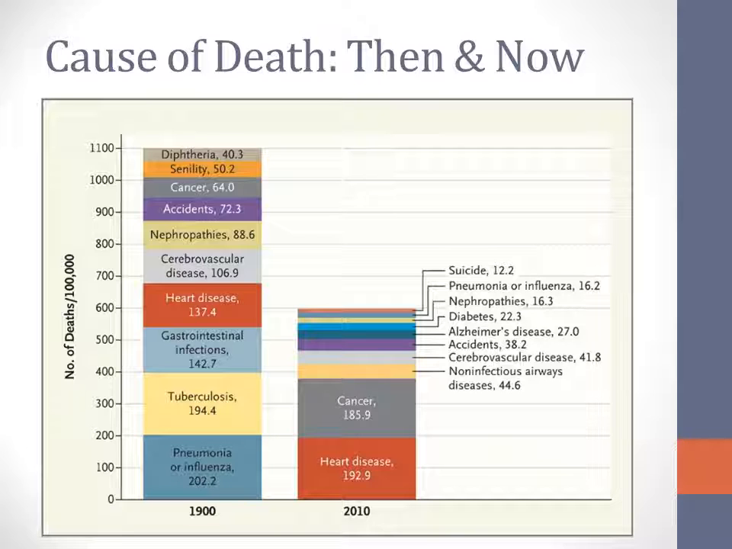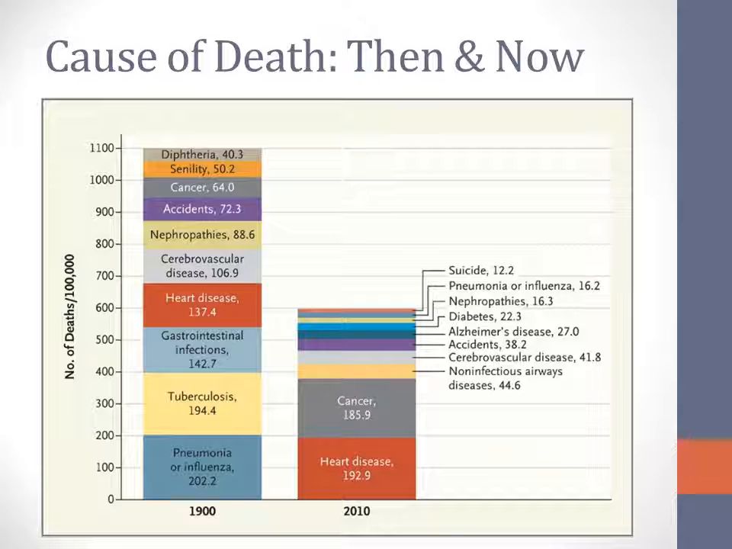But the 3 top causes of death, if you start from the bottom of the chart, pneumonia or influenza, tuberculosis, and gastrointestinal infections were the top 3 causes of death. You also see diphtheria on this list. You've probably never even heard of that disease. Today, most people die from heart disease, cancer, and non-infectious airways diseases, but the top 2 are heart disease and cancer.